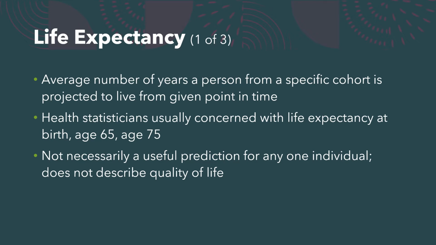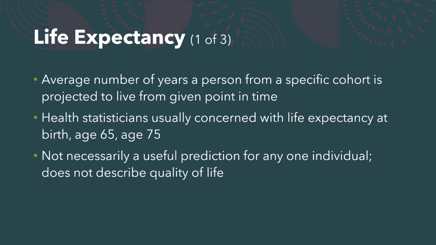Life expectancy is the average number of years a person from a specific cohort is projected to live from a given point in time. And usually we do this as life expectancy at birth, right? So if you're born in a particular year, everyone in that year is assigned a certain number of years that they're expected to live. We can also do this at age 65 to get a sense of how much longer a person will live after they become a senior citizen.